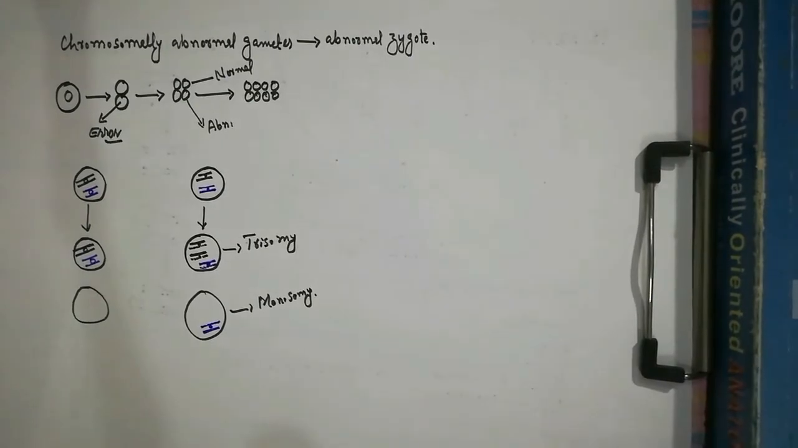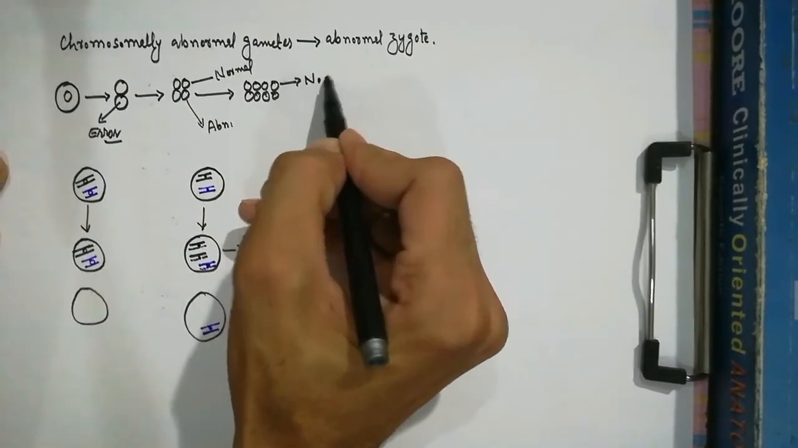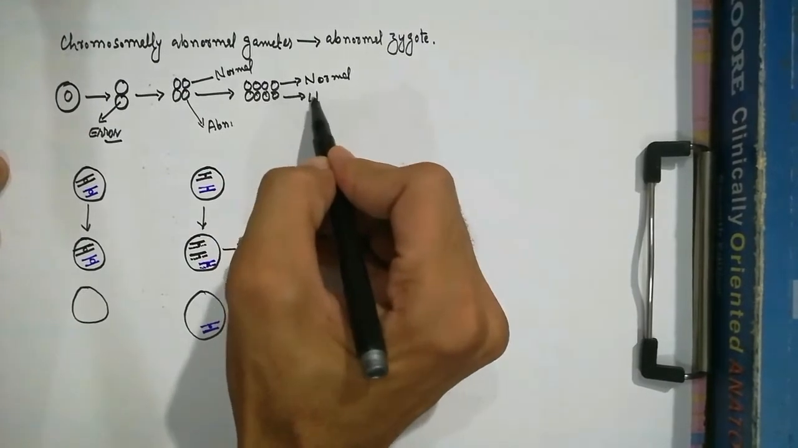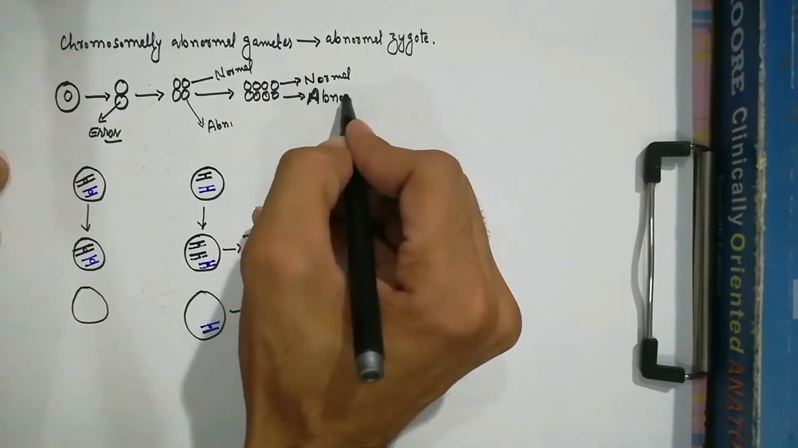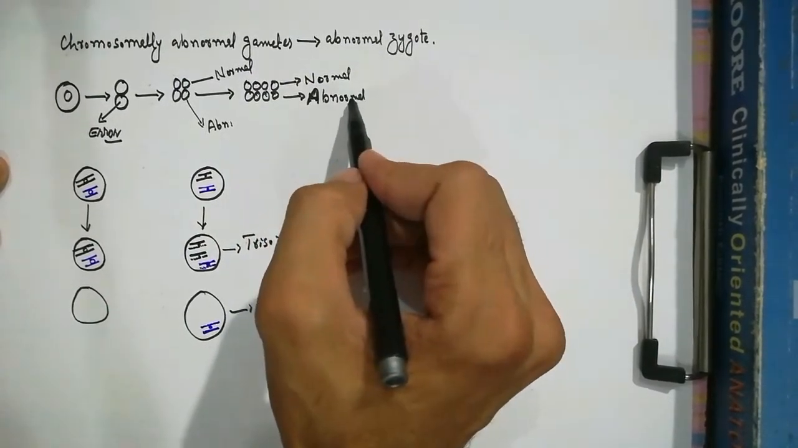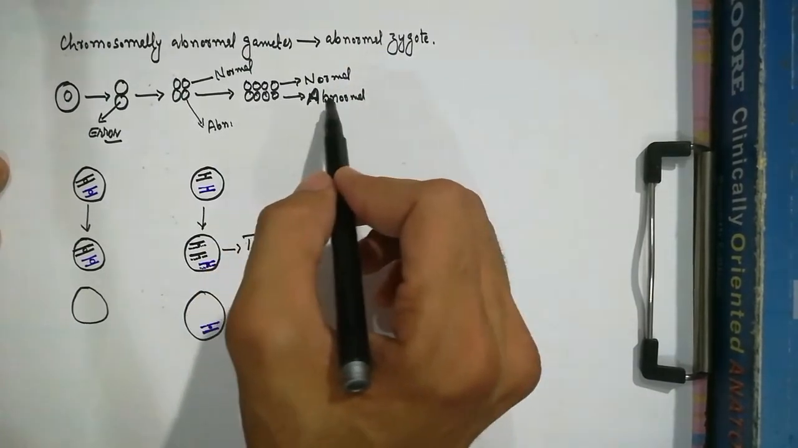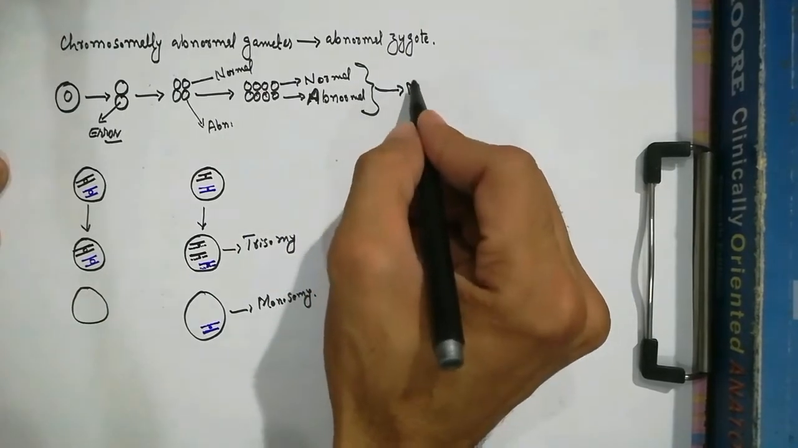So mitotic non-disjunction produces mosaicism. These are normal cells and these are abnormal cells. And the condition when normal and abnormal cells are both present, some cells of the body are normal and some cells are chromosomally abnormal, this condition is mosaicism.